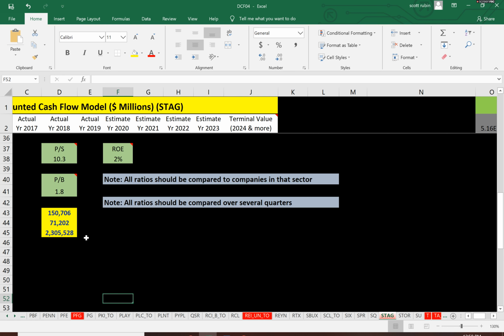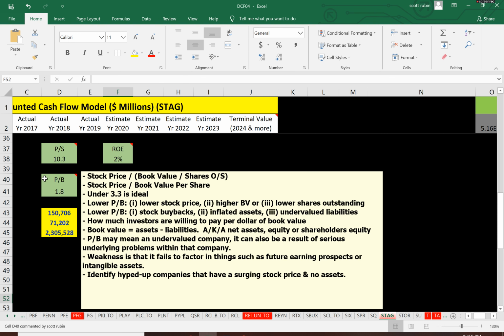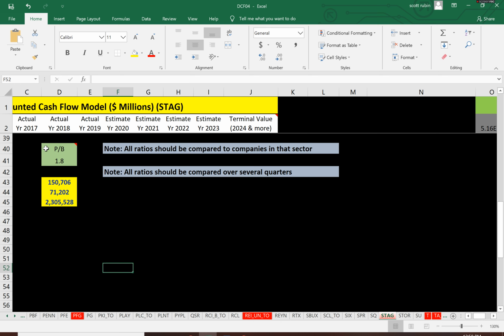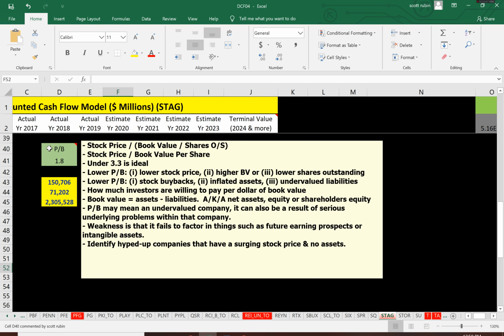And the next one is the PB, price over book. So it's the stock price over the book value. And it's good to understand what book value is. It's just the equity. It's just the total assets minus total liabilities. So it's just a value of your company according to the balance sheet.